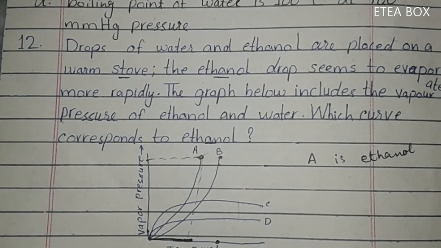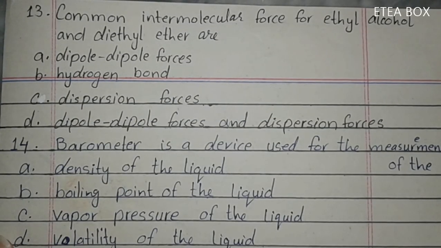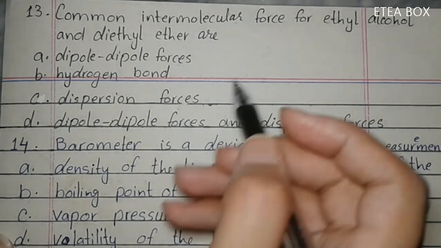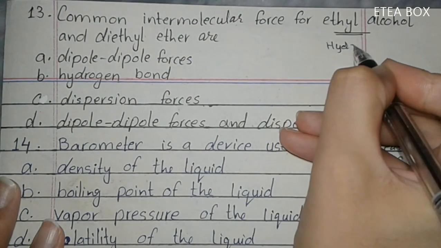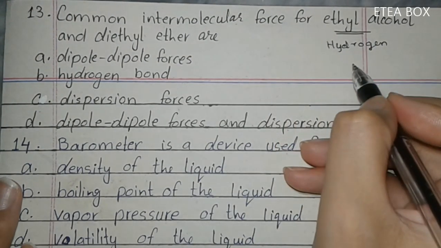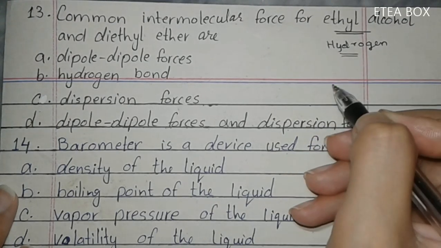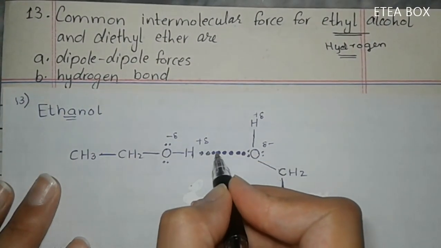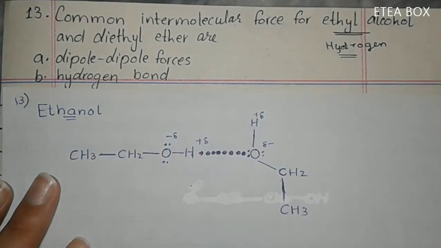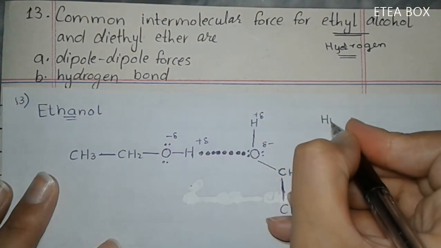So let's see the next one. Common intermolecular force for ethyl alcohol and diethyl ether are. So in ethyl alcohol we have hydrogen bonding. And we can say that hydrogen bond is a type of dipole force. Now see how. Look here, it's ethanol or ethyl alcohol. So here it is hydrogen bond. We can say that hydrogen bond is a type of dipole bond.